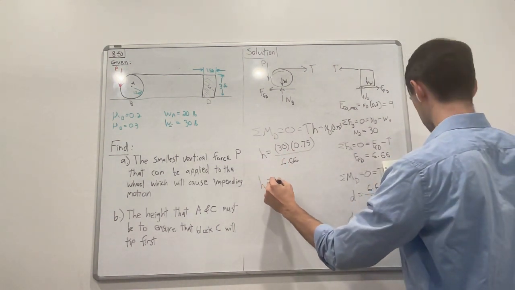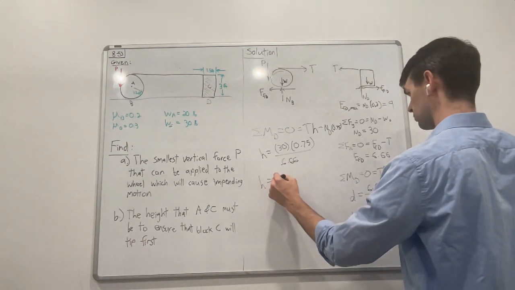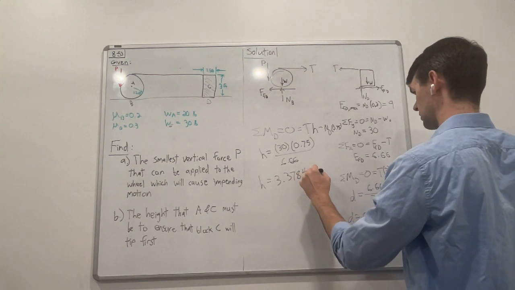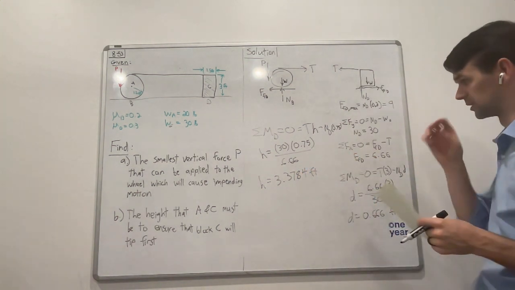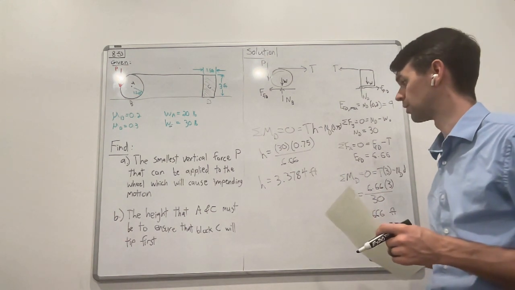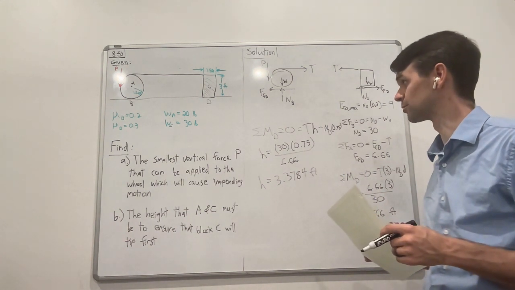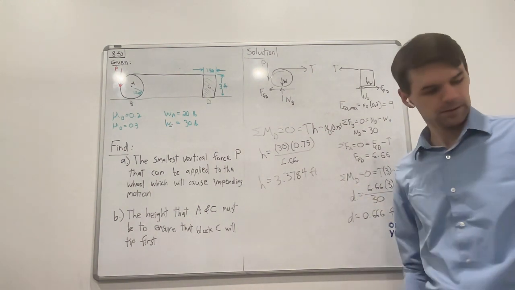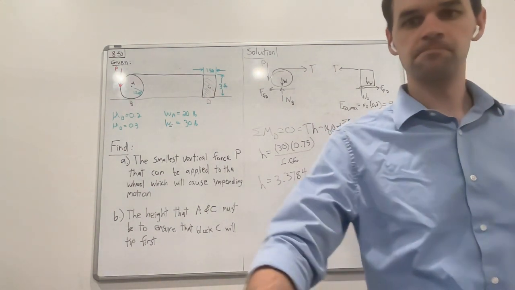And that gets us that the height would have to be 3.3784 feet for tipping to be the first way that this system would start moving. So not that much taller. We're actually pretty close to it. So hopefully that makes some sense.